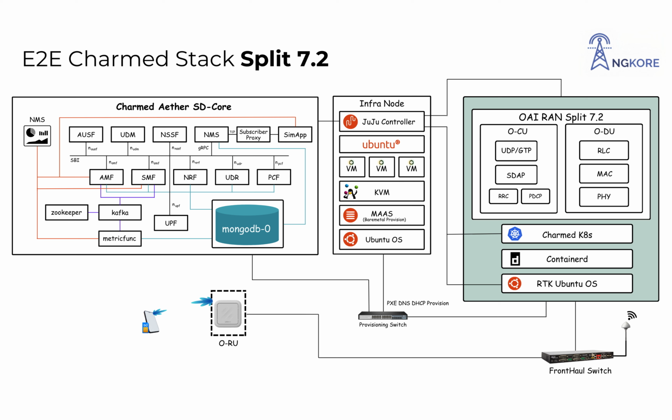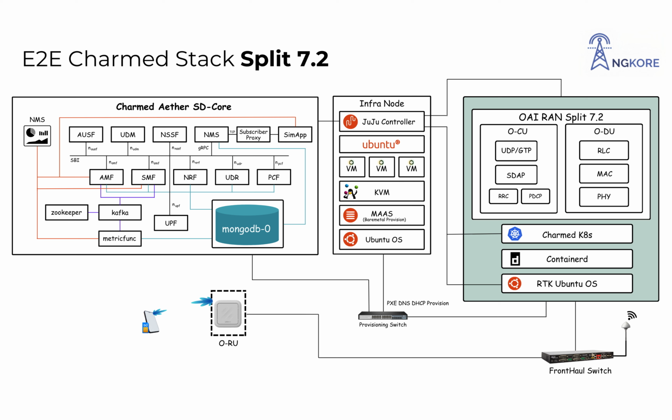So in our earlier videos of charmed end-to-end deployment, we have seen end-to-end charmed stack with split 8, and also in one of our last videos, we successfully demonstrated UPF scaling with charmed Aether core. So in today's video, we'll have a look at the end-to-end charmed stack in O-RAN split 7.2 mode.